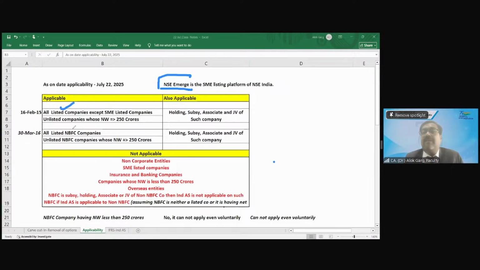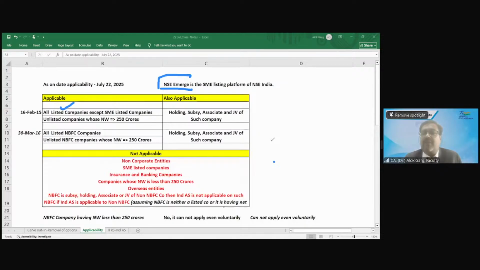Either a company could be listed or a company could be unlisted. So if a company is unlisted, is Ind AS applicable? If listed, we understood that if it is a listed company, Ind AS will be applicable. But what about unlisted companies?